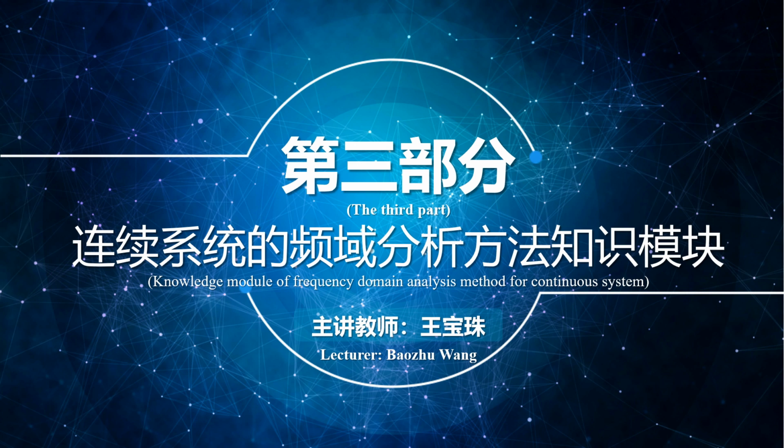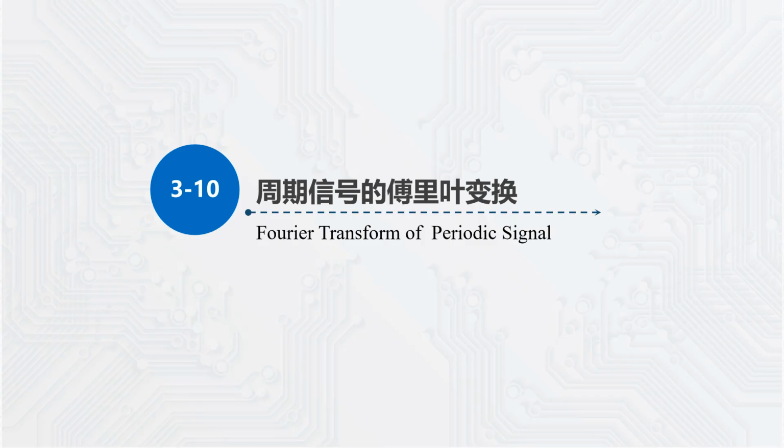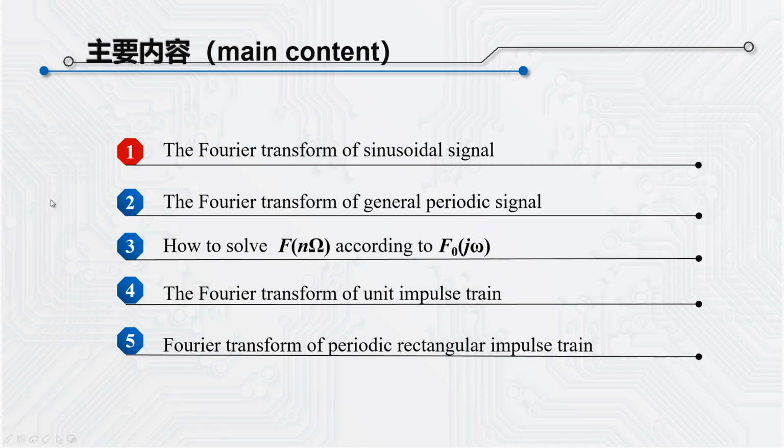Hello everyone! In this lesson, we will continue to study the frequency domain analysis module of continuous system. In this lecture, we will study the Fourier transform of periodic signal. The main contents include Fourier transform of sine signal, Fourier transform of general periodic signal, how to find Fourier series according to Fourier transform, Fourier transform of unit impulse train, and Fourier transform of periodic rectangular impulse train.